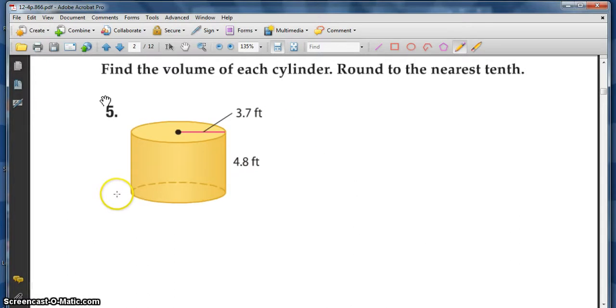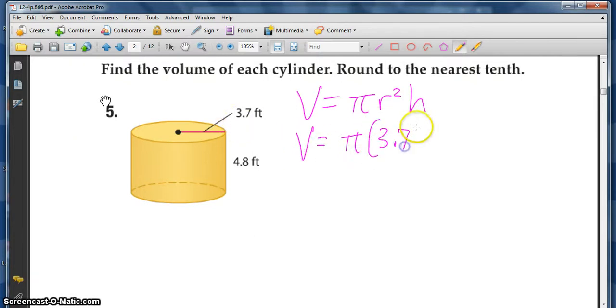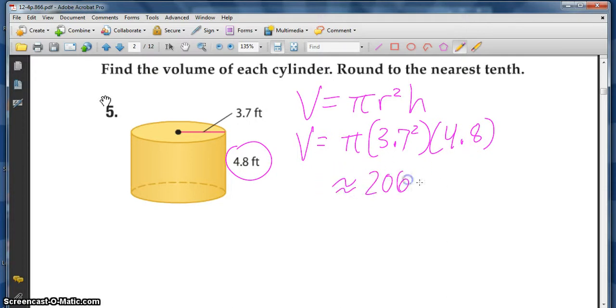Number 5, we want to find the volume of the cylinder and round to the nearest tenth. So the volume of the cylinder is the area of the base, which is pi r squared, times the height of the cylinder. So we have pi times our radius, 3.7, squared, and our height of the cylinder is 4.8. So if we multiply those values together, we get approximately 206.4 cubic feet.